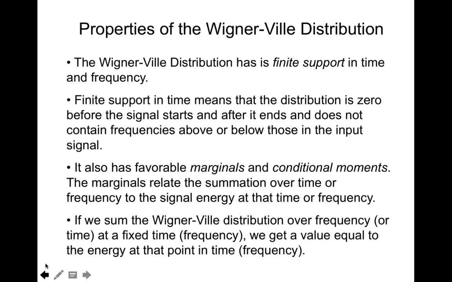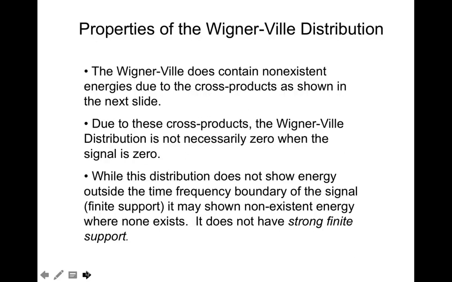So if we sum the Wigner-Ville distribution over frequency at a fixed time, we get a value equal to the energy at that point in time, which is what we want. We don't have extra energies showing up. It does contain non-existent energies due to cross products, as shown in the next slide. Due to these cross products, it's not necessarily zero when the signal is zero. While this distribution doesn't show energy outside the time-frequency boundary of the signal, it may show non-existent energy where none exists. So it does not have strong finite support.